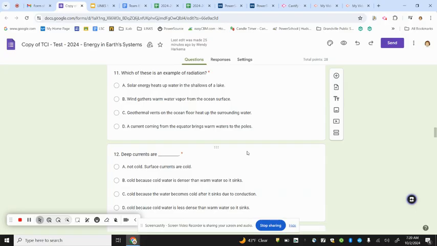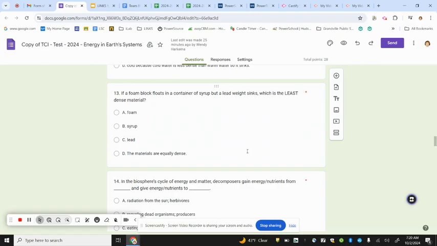Number 12, deep currents are blank. A, not cold, surface currents are cold. B, cold because cold water is denser than warm water, so it sinks. C, cold because the water becomes cold after it sinks due to conduction. Or D, cold because cold water is less dense than warm water, so it sinks.